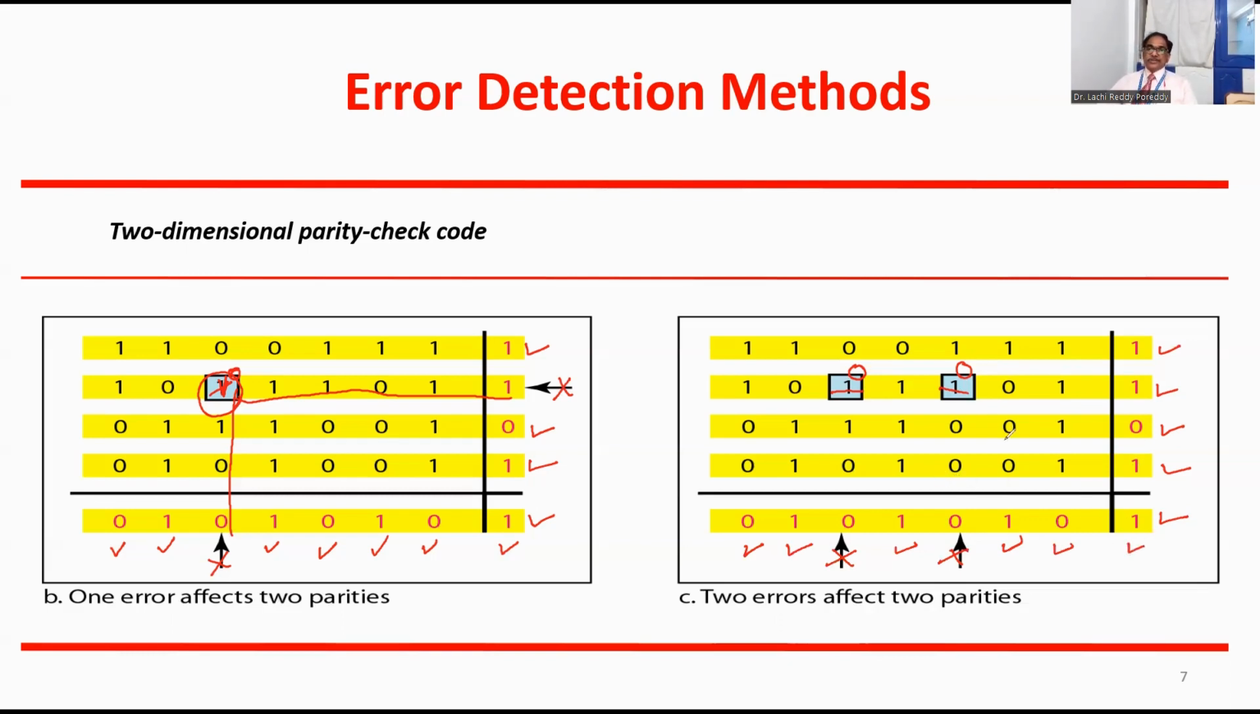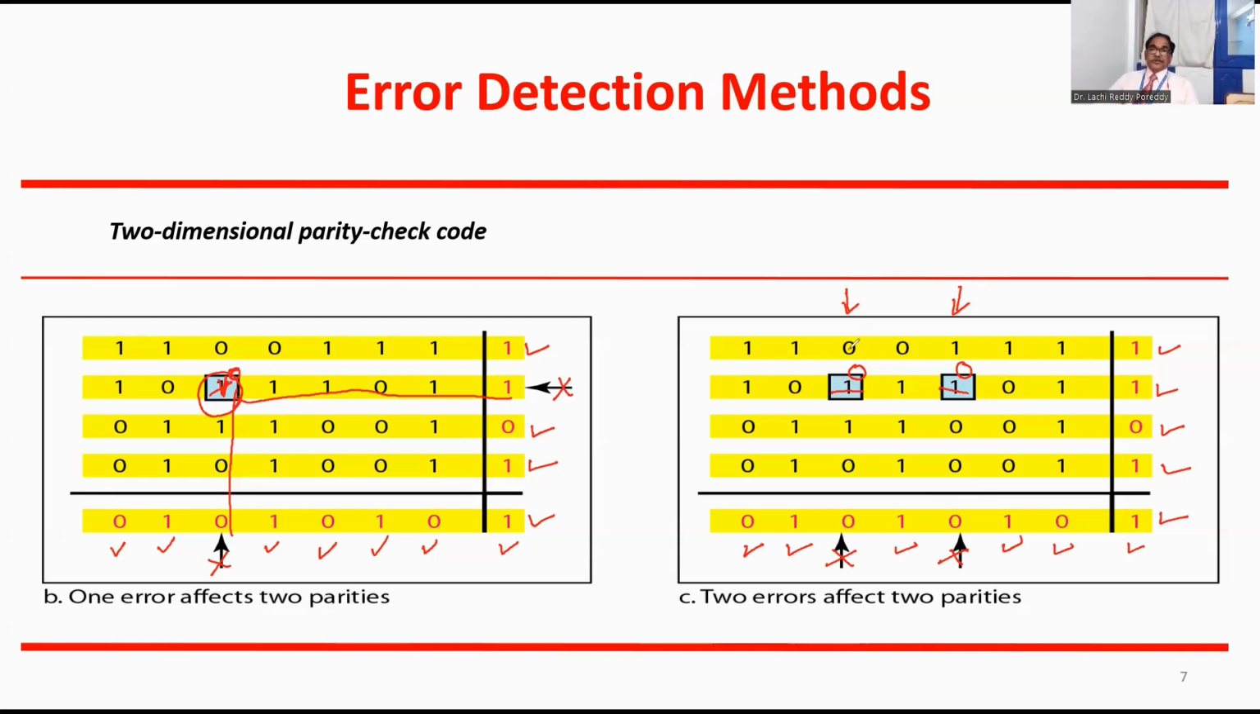So row wise every row is correct, but the third and fifth columns are wrong. The third and fifth columns are not received correctly. There is an error in the third column, and in the fifth column also there is an error. So in this particular column and in this particular column, errors are there.